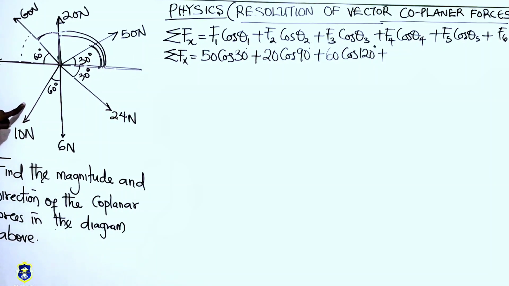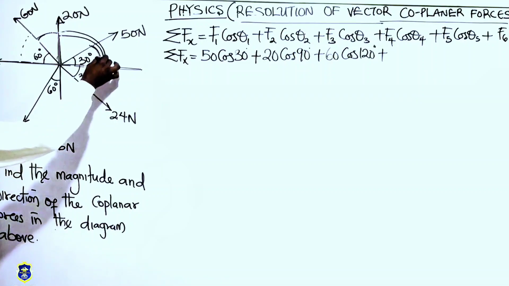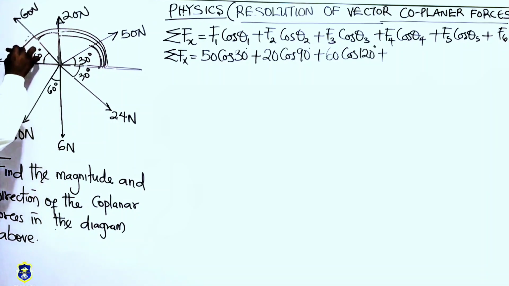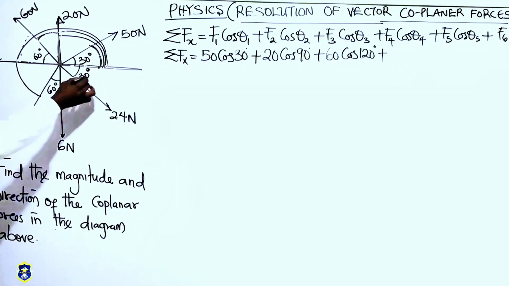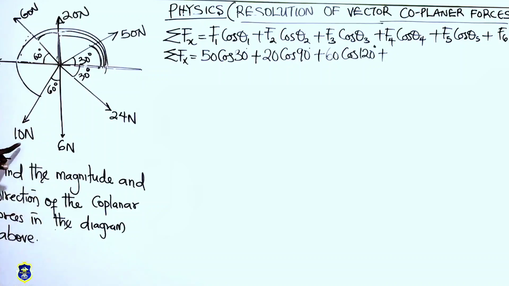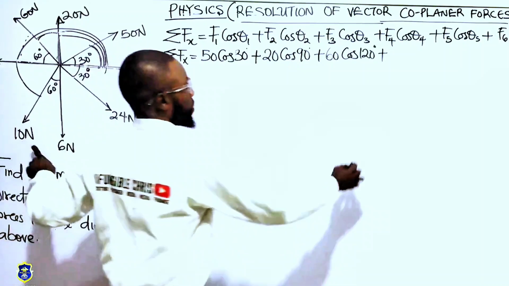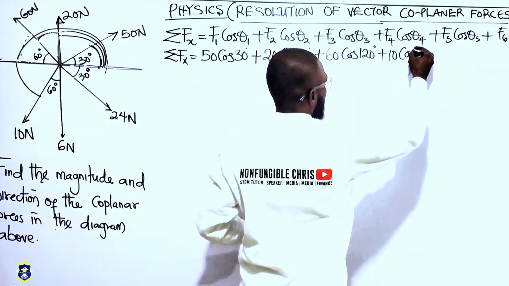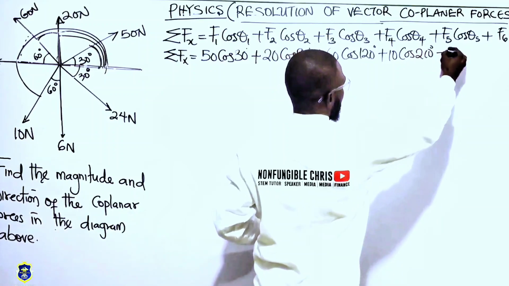What's our F4? This is F4, right? So I'm going to start from here. Remember, if we move from here down, we already have a 180 angle on a straight line. So what do we need to get to this point? If here is 60, here is 30. So 180 plus 30, that's 210. So from here down to this part is 210. So F4 is 10 cos 210 degrees.